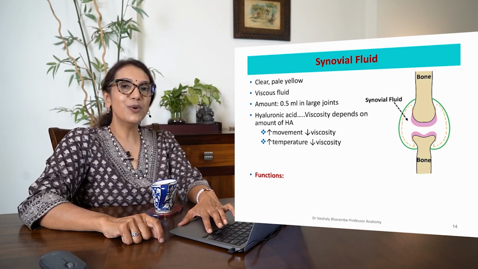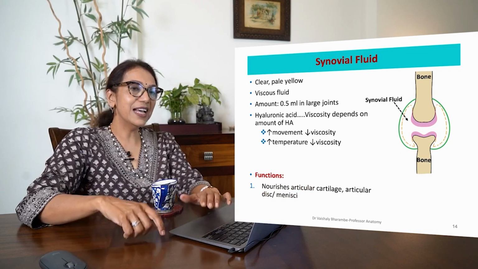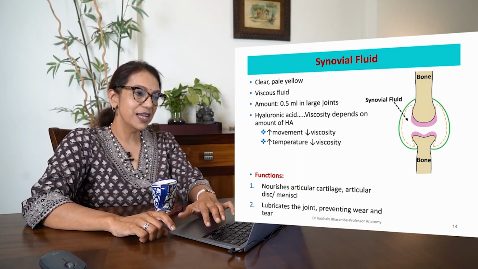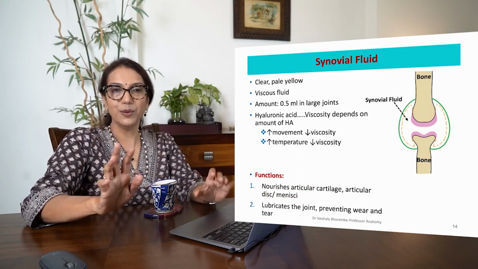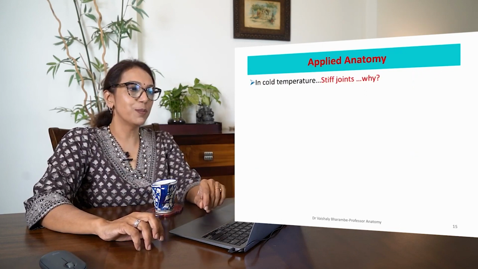Right. So what does synovial fluid do? I'll take you to the point later. It nourishes the articular cartilage. It lubricates the joint. Okay. Now let's talk about why we did those properties.